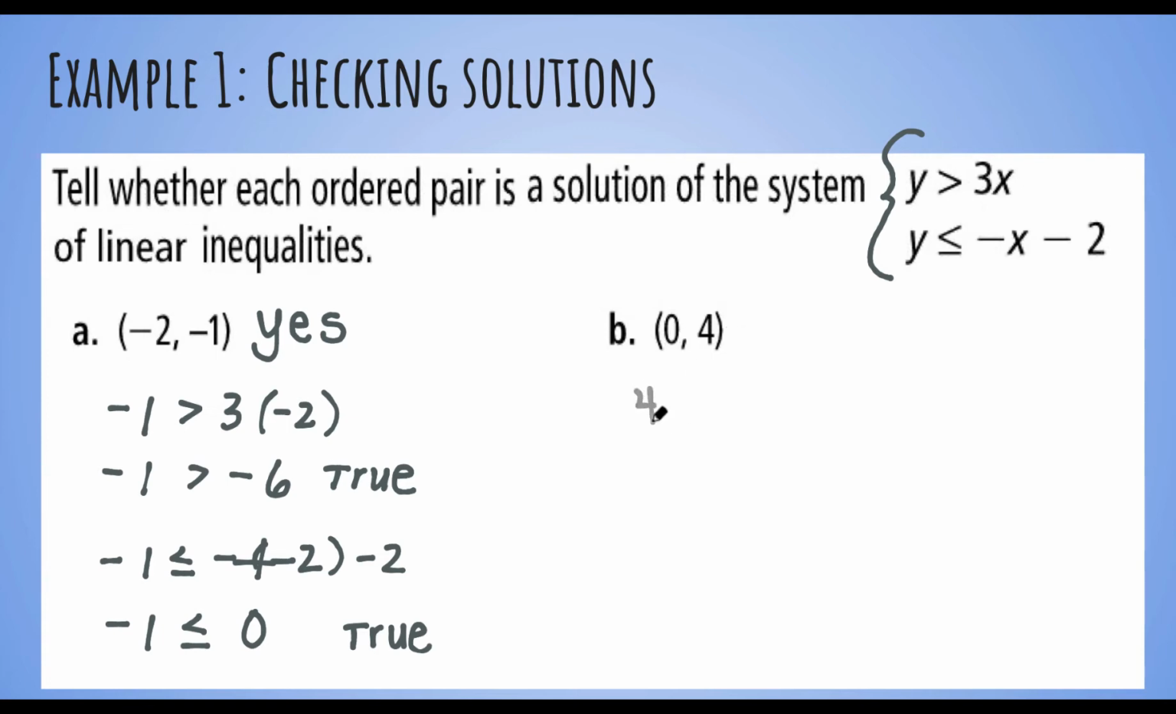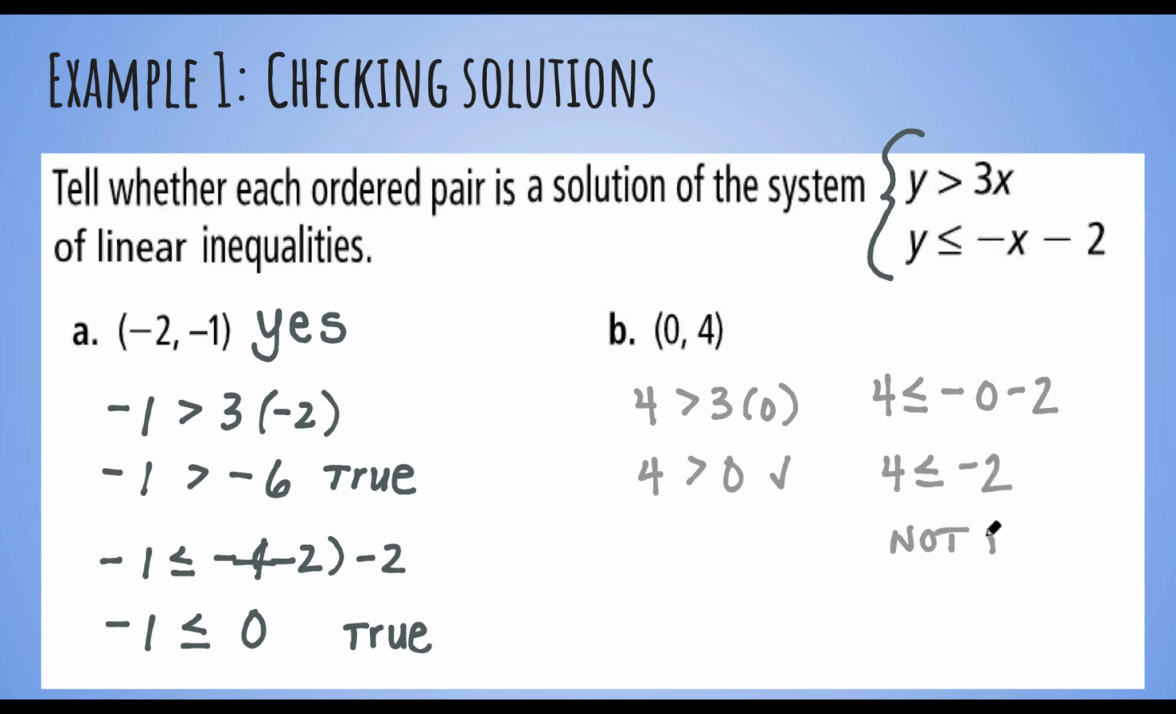Okay, using the same approach, let's take a look at the point 0, 4. So we're going to substitute in this point to each of our inequalities. So when we evaluate the first inequality, we have 4 is greater than 0. So that is true. Let's substitute into our second inequality. We have 4 is less than or equal to a -0 minus 2. 4 is less than or equal to -2. So this is not true. This part of the inequality is not true, so no, this is not a solution to our system.